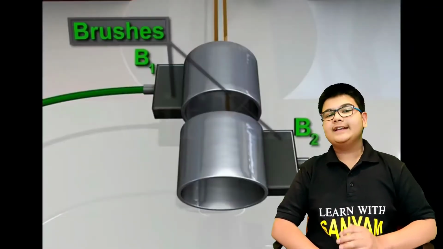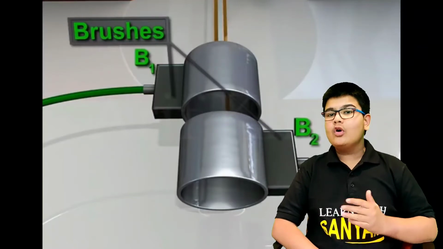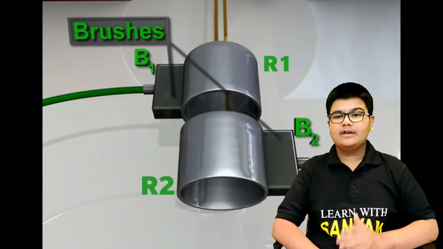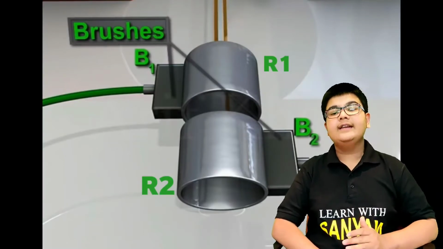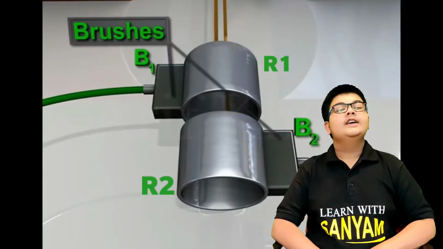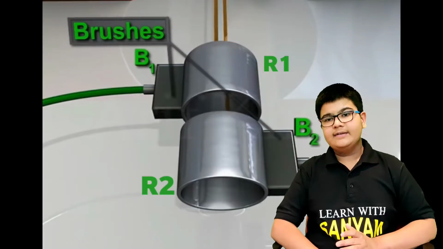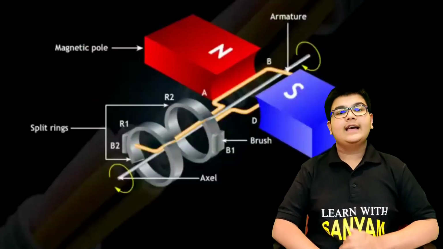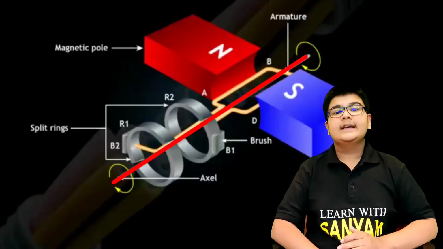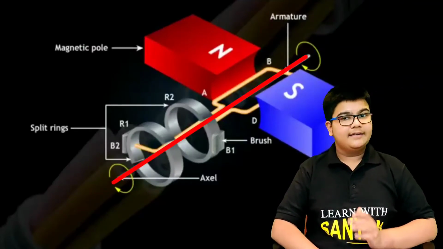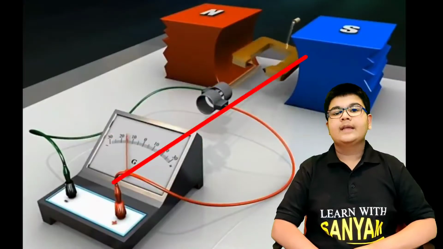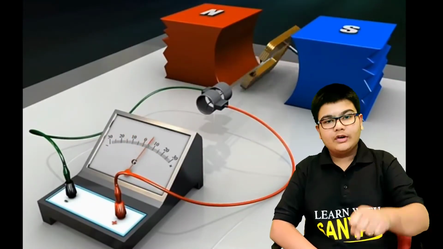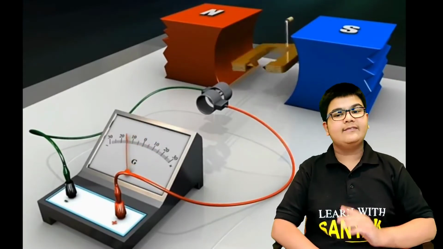And the fourth component is brushes. Two conducting stationary brushes B1 and B2 are in contact with the rings R1 and R2 respectively. So B1 is in contact with R1 while B2 is in contact with R2. Fifth, axle. The rings R1 and R2 are internally attached to the axle. This axle is mechanically rotated from outside to rotate the coil inside the magnetic field.